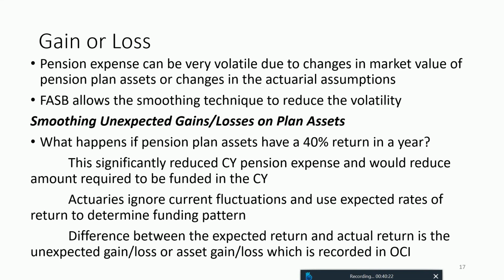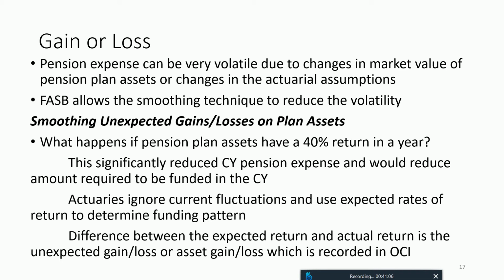Okay, now moving on to the gain or loss. One of the things that we know happens with markets is appreciation and depreciation. The stock market in general can be very volatile. As a result, pension expense can also be very volatile, because we know that the actual return on plan assets is a reduction to pension expense. So one of the things the FASB allows for is a smoothing technique to reduce some of that volatility, the smoothing technique on unexpected gains or losses on plan assets.